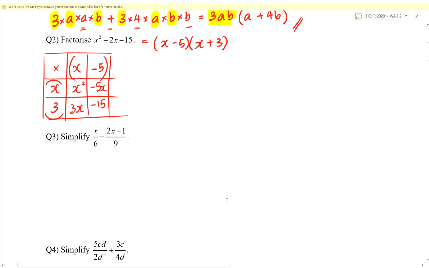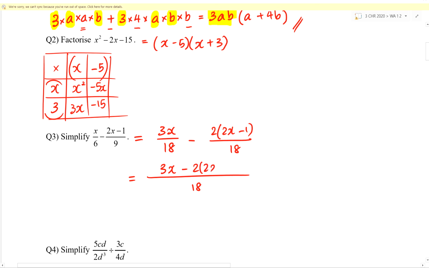Now to simplify this subtraction of fractions, we have to ensure that their denominators are the same. The lowest common multiple for both of these, 6 and 9, will be 18. So we're going to make sure the denominators are 18. So this gives us 3x divided by 18 minus over 18. We multiply both numerator and denominator by 2. 2x minus 1. Now it's time to combine. 3x minus 2 times of 2x minus 1.